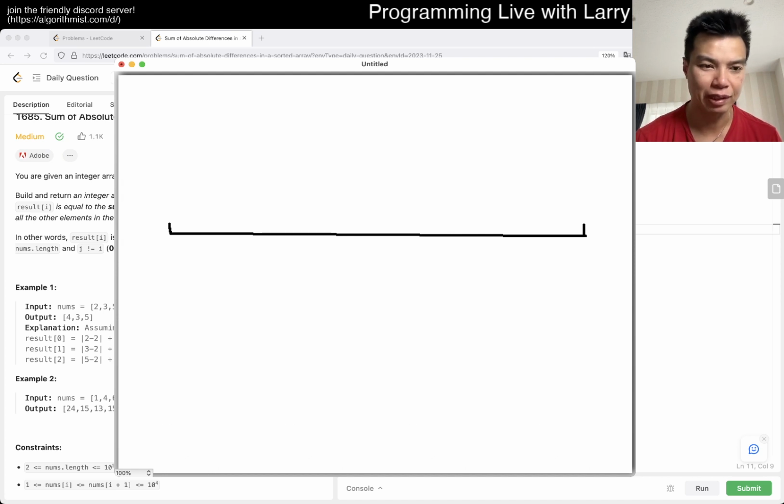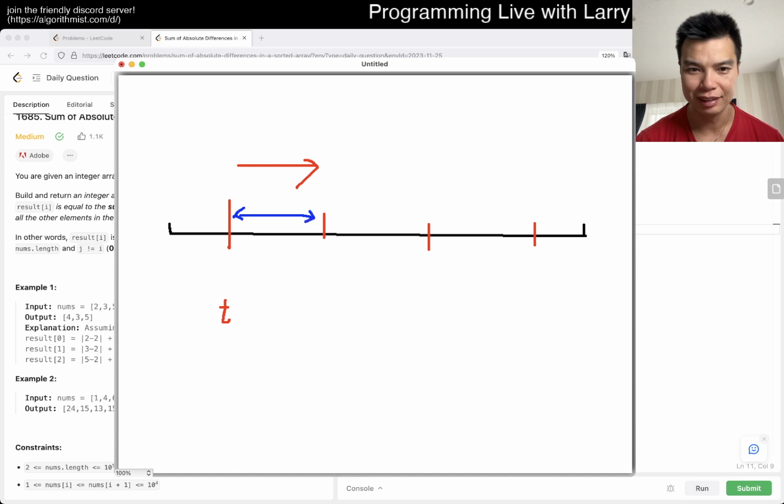Let me change the color real quick. Points that we care about, right? It doesn't really matter what they actually are. And then the idea is that, okay, let's say we have an answer for the leftmost one. Let's just say the sum is some t for total. Then now, going to the right, just sweeping, we just have to do the math. Basically, now we have this distance, and let's call it d for delta.